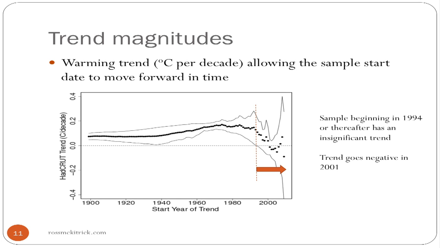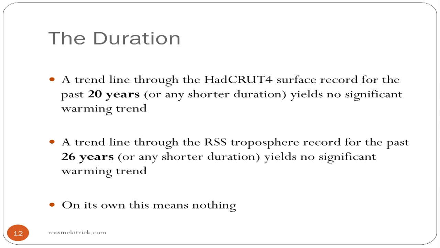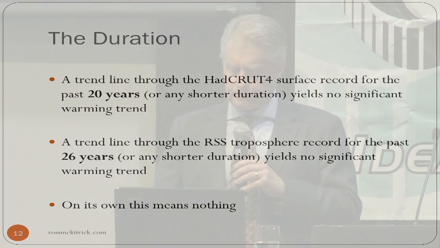Okay, so that's the surface record. If I do the same thing with the satellite data, the trend for the past 26 years, or any shorter duration, would yield no significant warming trend. So as far as the duration goes, we are talking now about a couple of decades, at least. And so it's not a trivial length of time. Against the whole of the post-1850 period, though, it's still a fairly short period. So for that reason, on its own, it doesn't mean anything.